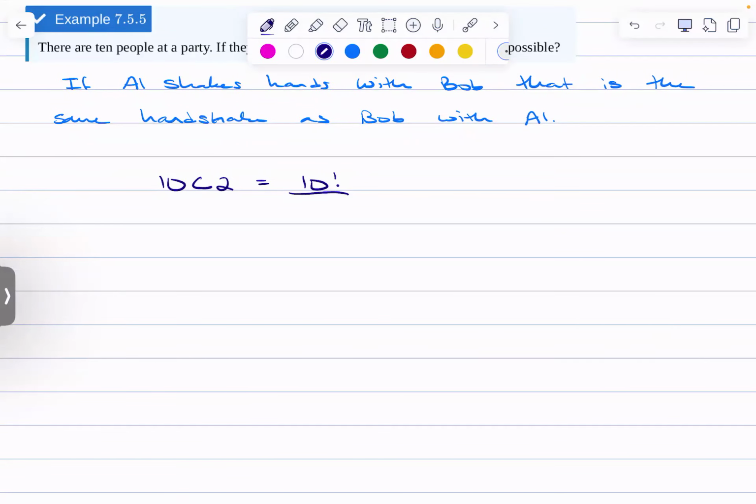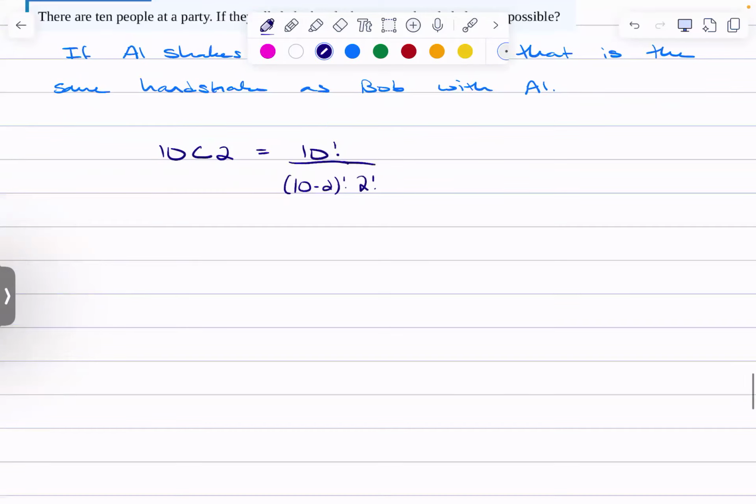That's why I said traditionally. Traditionally, yeah, just 2 people. Divided by 10 minus 2 factorial, 2 factorial. 10 times 9 times 8 factorial. Once you get used to stopping at whatever the biggest factorial in the denominator is, then it simplifies things a lot, right?